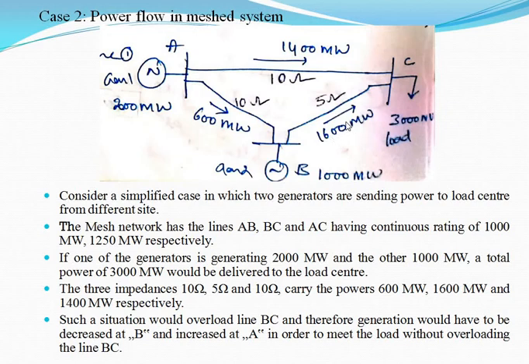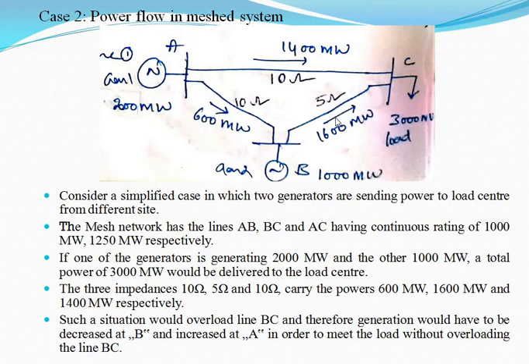So we can observe the line BC is overloaded, because we need to transmit only 1000 megawatts. Because of this low impedance, the power transmitting through this transmission line is overloaded. So at that time, we have to decrease the generation at generator 2, and we can increase the generation at generator 1.